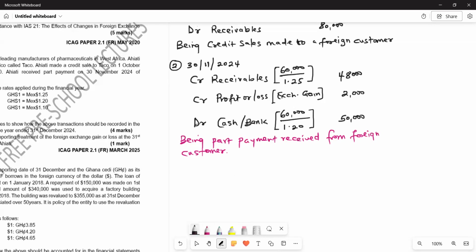Sina, you want to ask a question? Please ask. Please, where I'm confused is why we credited the receivables with 60,000 over 1.25. Why did we use the 1.25 exchange rate and not the 1.2? So the receivables are recorded at the spot rate at the date of the transaction. It ends there. No gain or loss is treated there. It is the bank that will take the actual amount that you received.